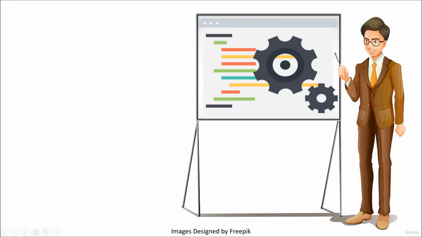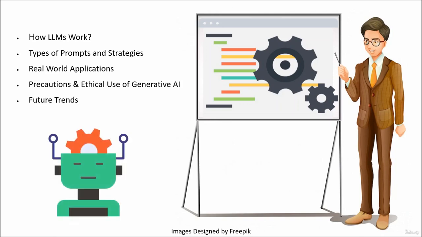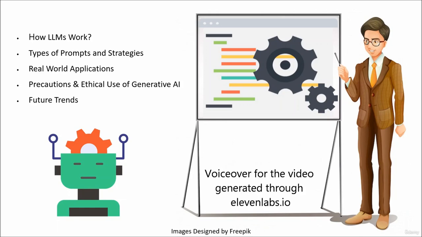In the remaining part of this course, we'll explore prompt engineering in more detail. We'll discuss in simple terms how LLMs work. We'll discuss different types of prompts and strategies to form them. We'll go over some real-world application areas. We'll discuss what precautions to take and ensure ethical use of generative AI. And we'll discuss the future trends in this area. We'll keep it simple, visual, and practical, but it'll give you the insight you need to really start thinking like an AI master. Until then, keep experimenting with prompts. Be specific, be curious, be creative, and remember, prompting isn't just about asking, it's about asking wisely.